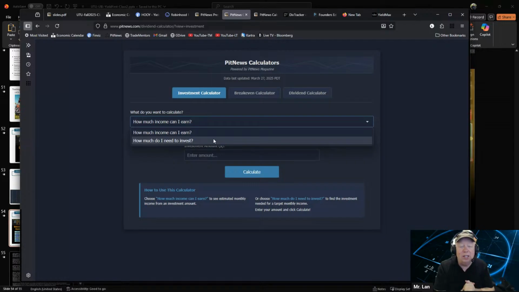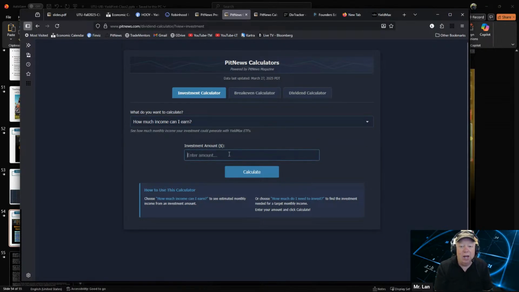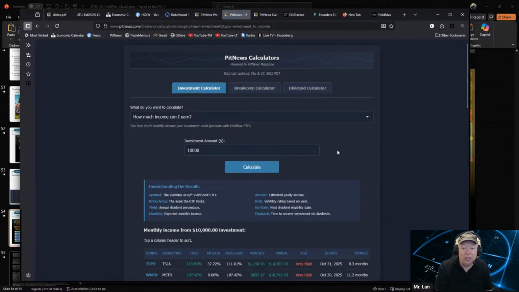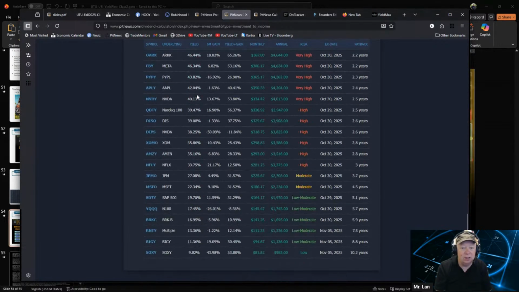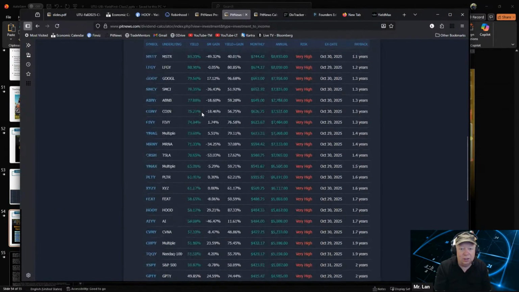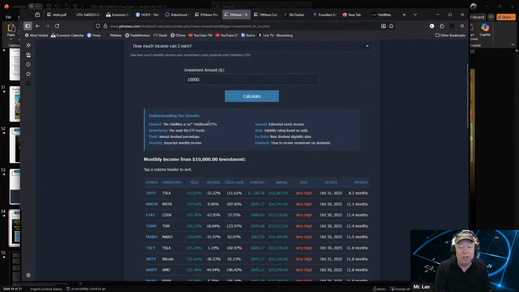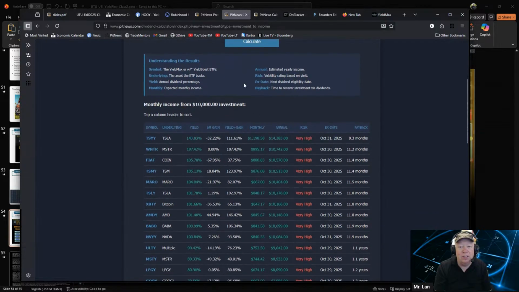How much do I need to invest to become independently wealthy? You can look at it either way. Let's start with the simpler one: how much income can I earn? Because you can kind of derive the independently wealthy side if you just look at this one, right? So we're going to put in $10,000 and say calculate. It's going to come down here and say, if you have $10,000 and you put it into any of these YieldMax funds, and we list all the YieldMax funds in here, all right, there they are. This is how much money you would make every month off of these particular funds.